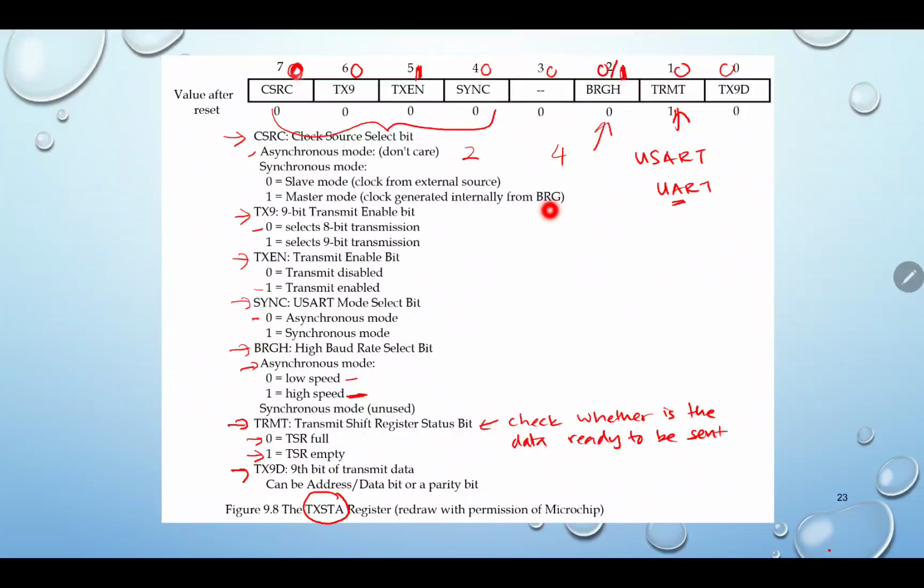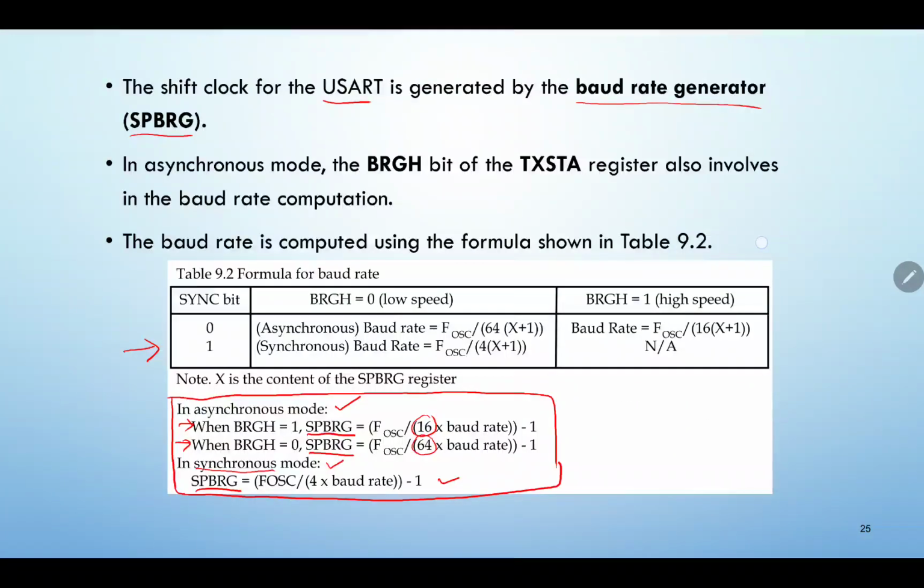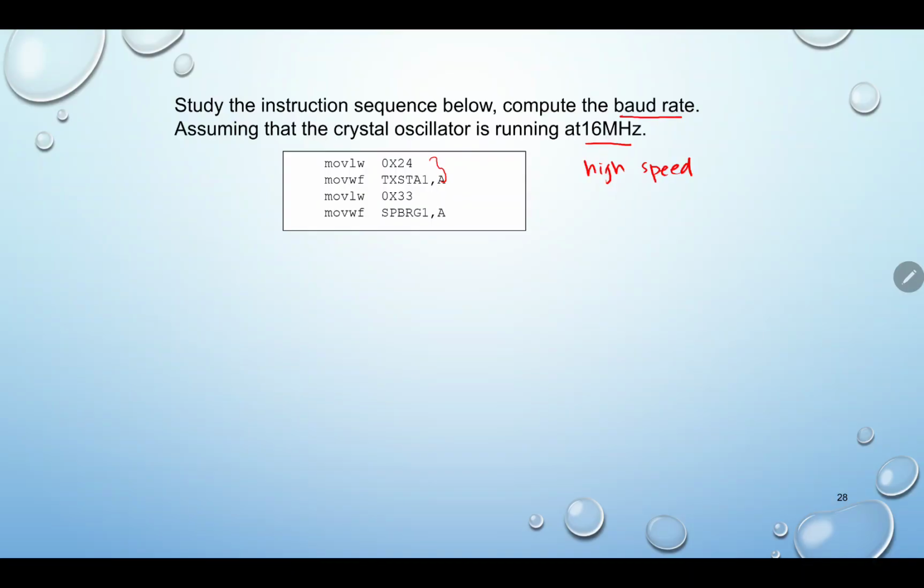Because this is 24, because this is bit 7, right, 0. So this actually means it will be in asynchronous mode. Where is it? Yes, SYNC, bit number 4. If this bit is 0, it already shows that we are in asynchronous mode. So we know we are in asynchronous mode.